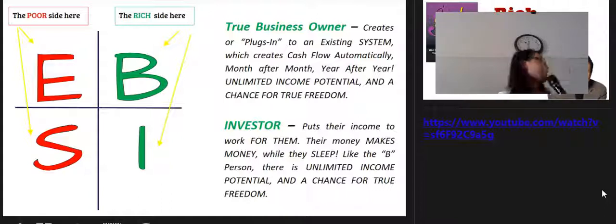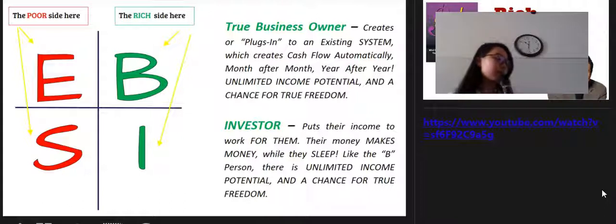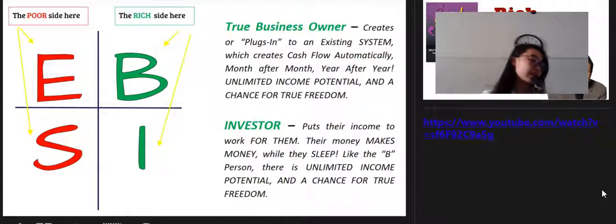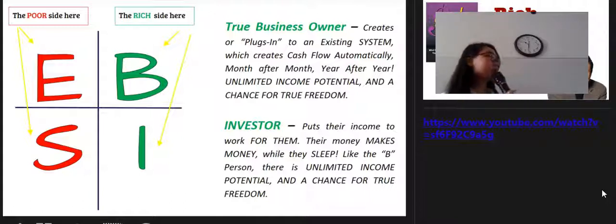By being in the B and the I quadrant, people can make lots of money and pay just a small percentage of tax legally. It is possible to make millions of dollars and pay 0% tax in the I quadrant.